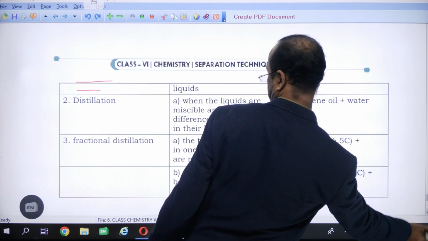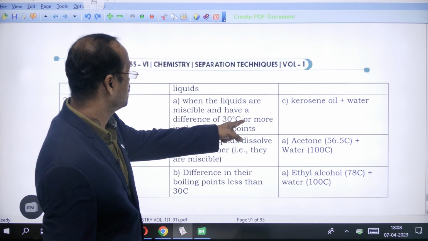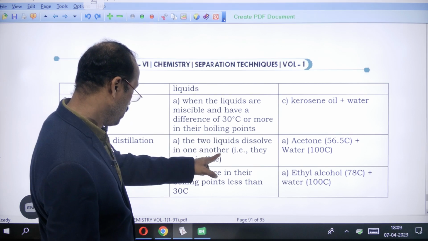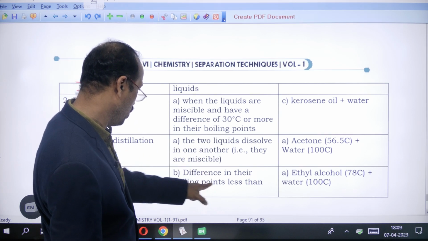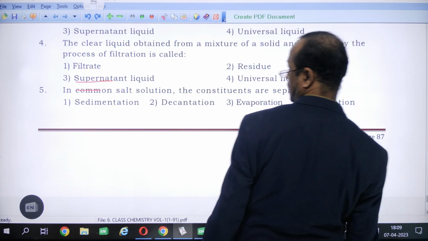So, now see, distillation is for when the liquids are miscible and have a difference of 30 degrees or more. This is for distillation. And fractional distillation is for when the two liquids dissolve in one another and the difference in their boiling points is less than 30 degrees. That's all, friends. So, with this we completed this chapter.